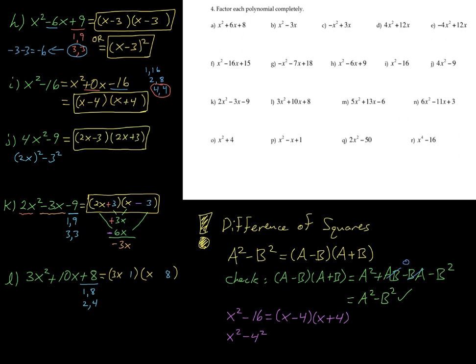Well, too big, right? I can immediately see that just from this one right here. 3x times 8 is 24x, and so that's just too big. I can't, in any way, get that to come down to a 10x, okay? So I can try something else.